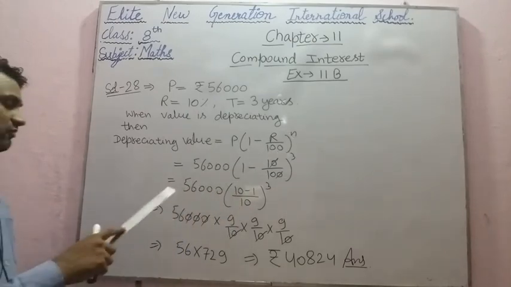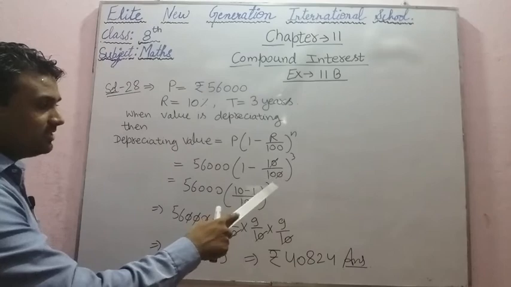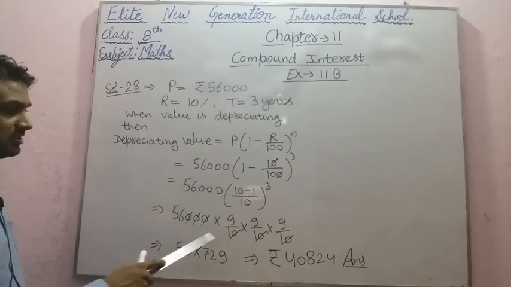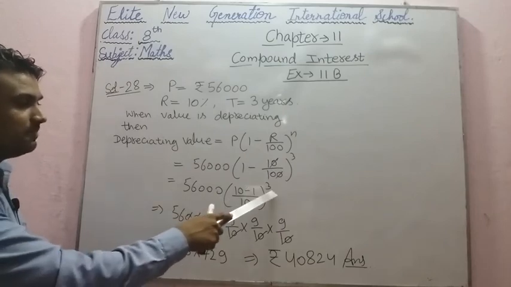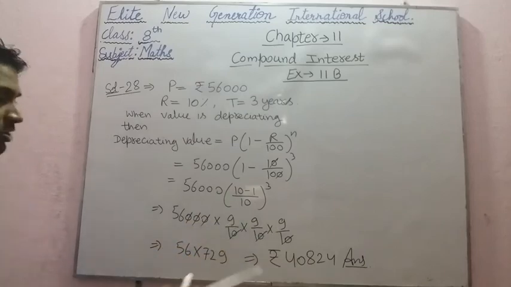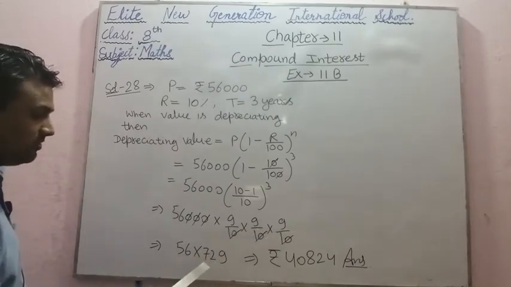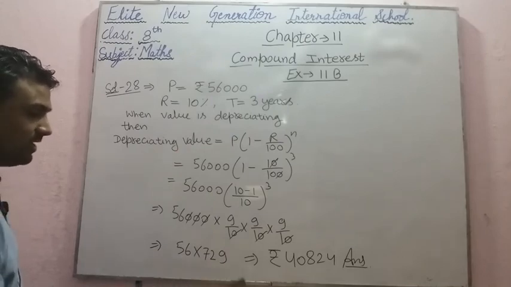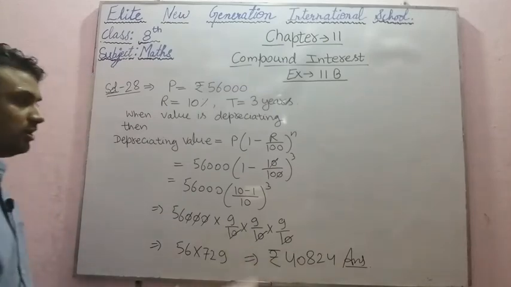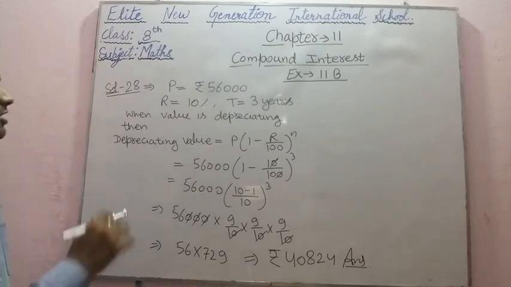Now by solving it, it will be 56,000 into, this 0 will be cancelled. Now taking LCM, 10 into 1 will be 10, (10 minus 1) upon 10, power 3. So solving it, 56,000 into (10 minus 1 will be 9) 9 upon 10 power 3. It will be 9 upon 10 into 9 upon 10 into 9 upon 10. Here these 0s will be cancelled. So it will be 56 into 9 into 9 into 9, which is 729. By multiplying, it will be rupees 40,824. That means the price of the scooter after 3 years will be 40,824. So in this way you can complete this exercise.